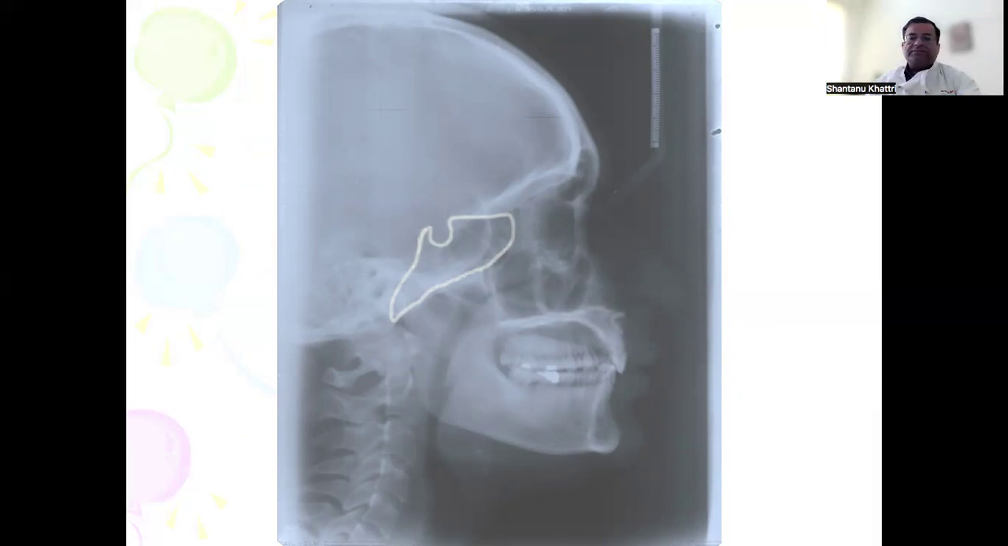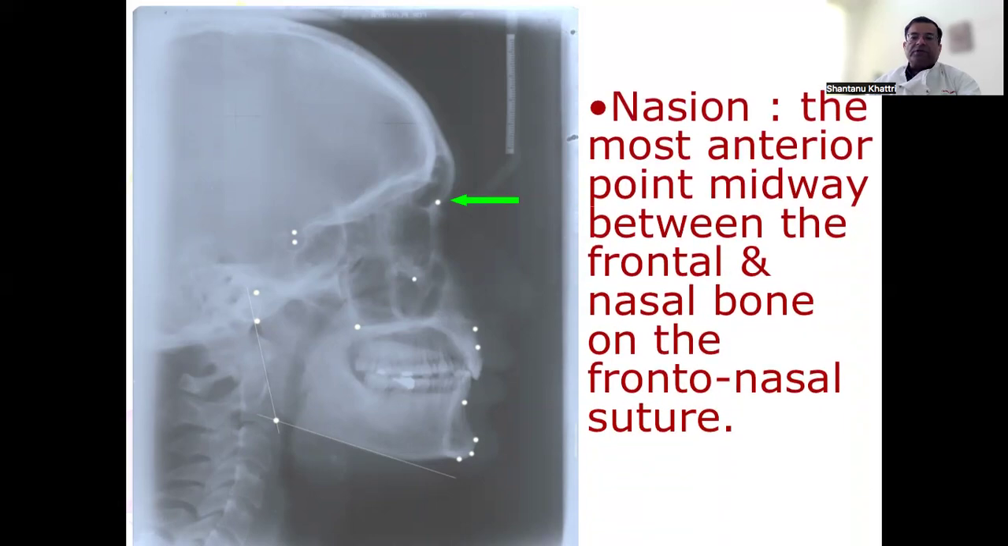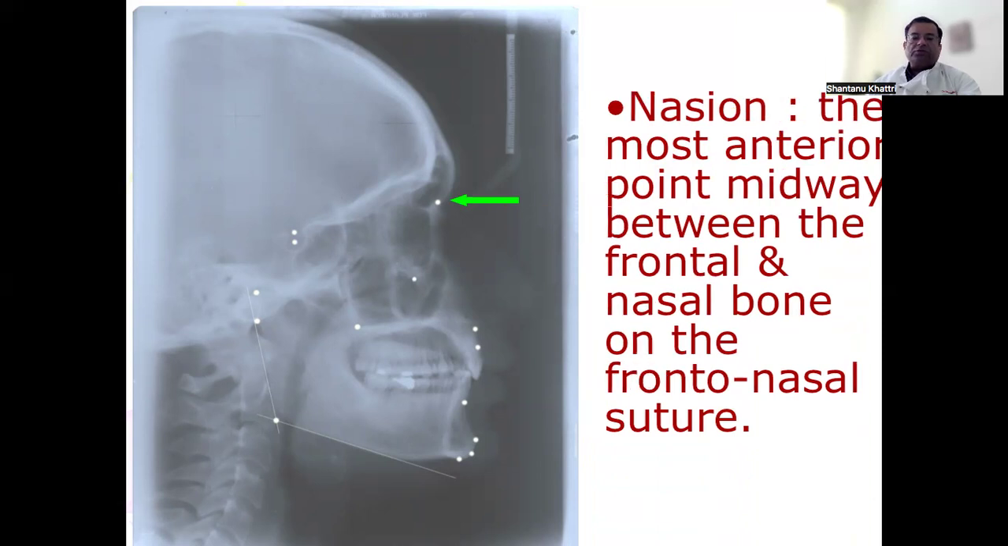This is the sella. This is the maxilla. This is the whole mandible covering the symphysis, the ramus, the condyle, and the body of the mandible. This is the pterygomaxillary fissure. This is the orbital plane or the orbital ridge. These are certain points which you have to mark on the lateral cephalogram, through which you can draw lines and angles for measurement. So this one is the nasion, the most anterior point midway between the frontal and the nasal bone on the frontonasal suture.